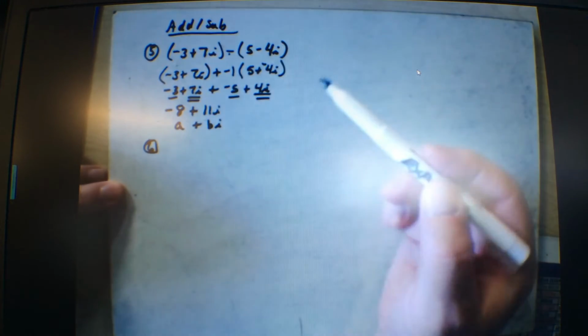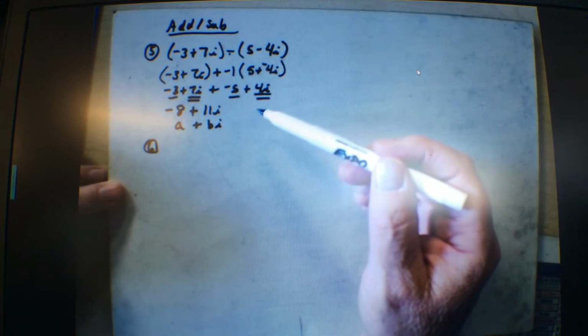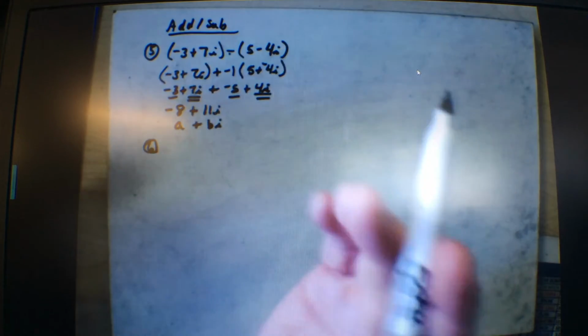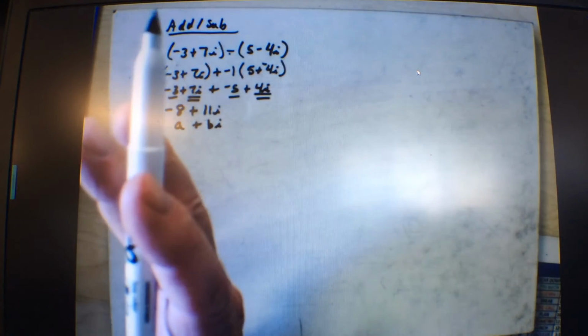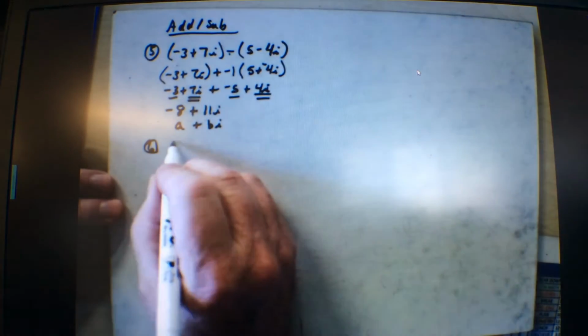Now, do you think you understand addition? Yeah. Okay. Addition, you just change all subtraction to addition and add like terms. Yep. Okay. All right. So how do you multiply them?